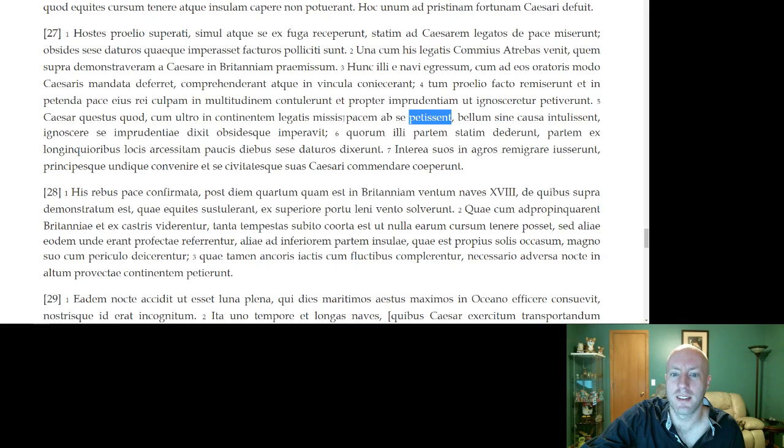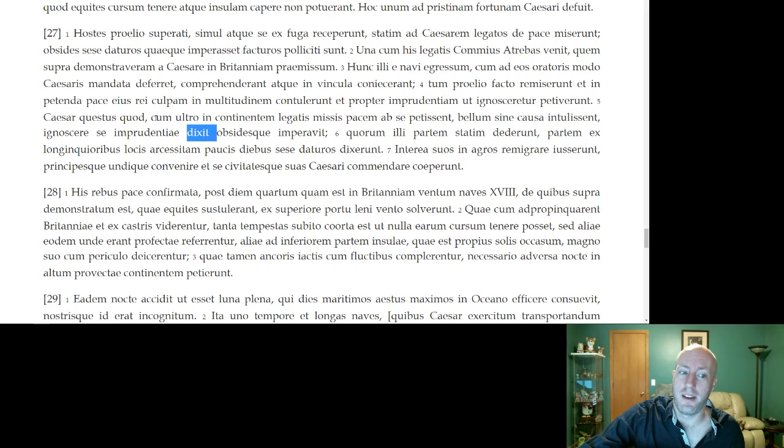Even though they sought peace from him with messengers, ablative absolute, with messengers sent onto the continent, that is, onto like the continent as we imagine it, right? Europe from the island. With messengers sent onto the continent, ultro, kind of voluntarily, right, from their side, on their part. So since they, on their own choice, sent or sought peace from him, Caesar, with these messengers sent to the continent, and complained that they had brought war, they had kind of started a war without cause.